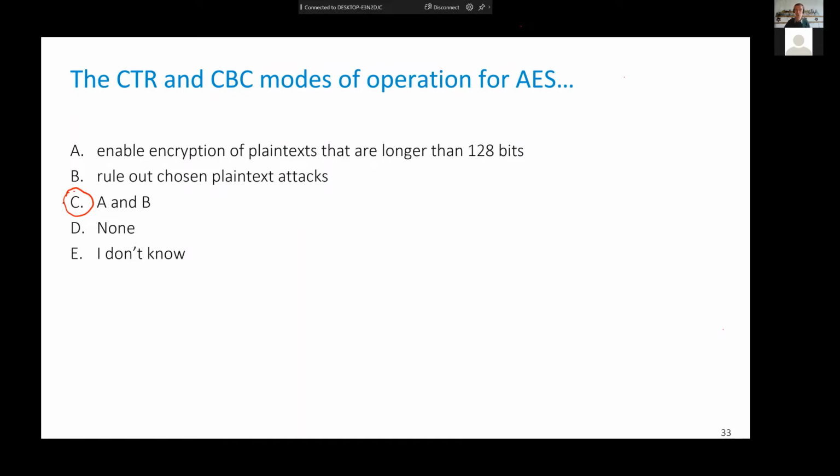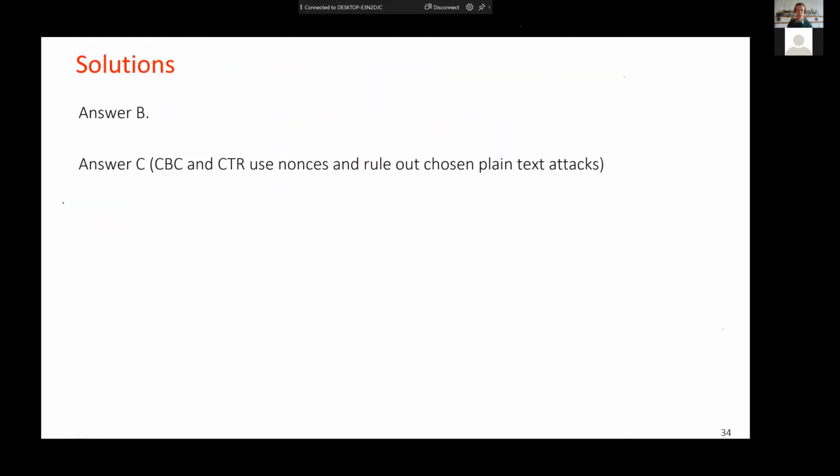CTR and CBC are chaining modes for AES that use nonces. So they use numbers that make sure that if we repeat the same text, then we do not get the same encrypted block here. So this was to make sure we don't have confusion now between MAC and block chaining. Both use AES, but with different purposes and different effects.